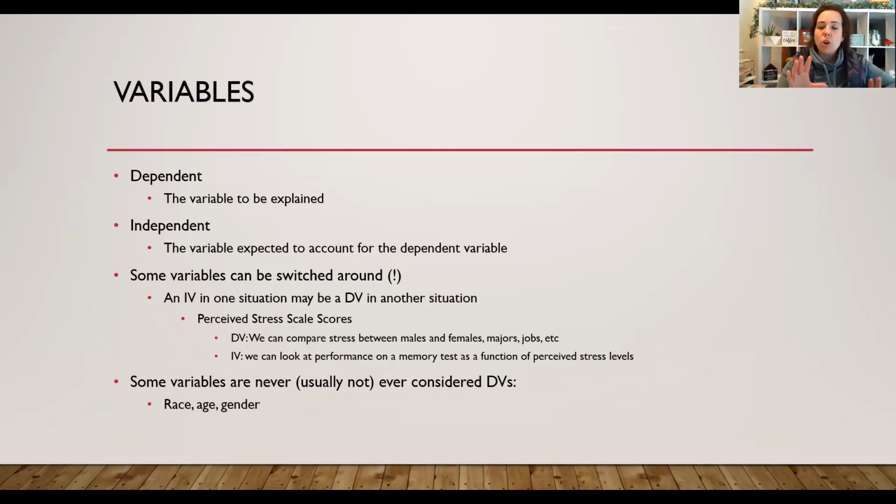So if you were taking the perceived stress scale, it's a question on how stressed you feel, the dependent variable could be looking at stress level between males, females, gender, majors, jobs. And then the independent variable would be looking at performance on a specific test. So it can be switched around, right? So all to say, this semester, you may see that it may differ.